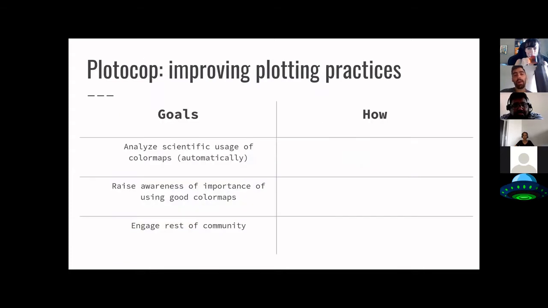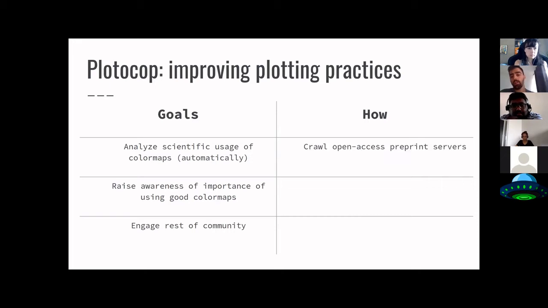So this is kind of the background behind this project. And about a year ago, my advisor and I were thinking about doing something related to this. And we had essentially 3 goals that I'm showing here. The first one is that we wanted to analyze usage of color maps in scientific publications. And we wanted to do it in an automated way. So we really didn't want to have to do this manually.